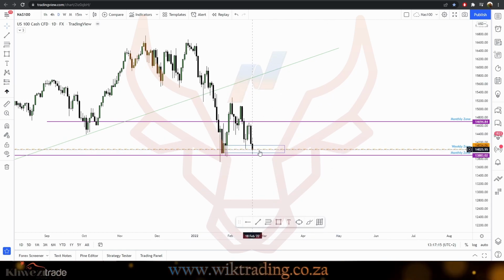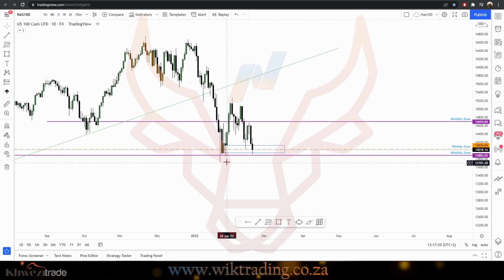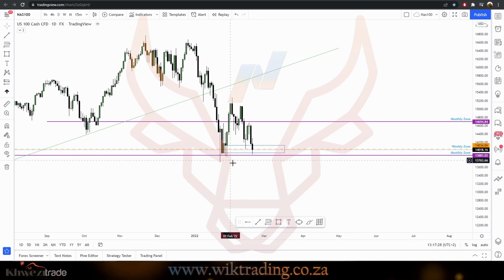So this order block is at a weekly zone. It's on top of the monthly zone, as well as the area where we have already 5 candles that show that it wants to get support here. So 1 week, but 1, 2, 3, 4, 5 candles that basically played at that area.